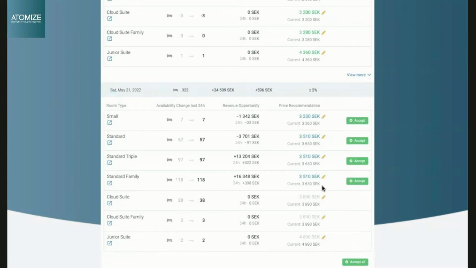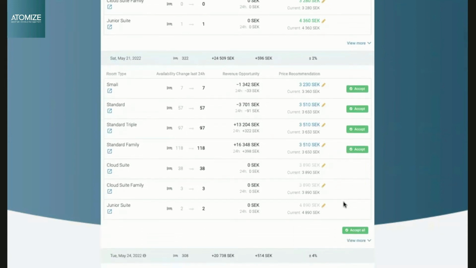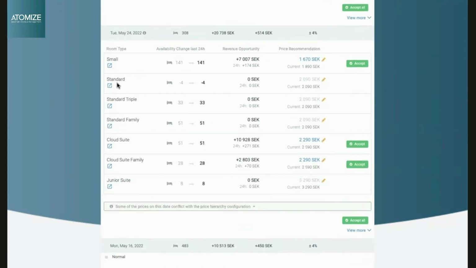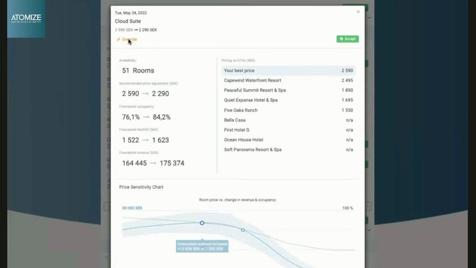But then, if you have any kind of doubt and you want to figure out what's going on here with a certain price recommendation, let's say for May 24th, which is a Tuesday, there's a price recommendation to lower the price, and you're wondering what is going on. I don't want to hit accept. Then you can easily expand this cloud suite for May 24th. Now we're just looking at the cloud suite, and you get all the underlying data for this price recommendation.